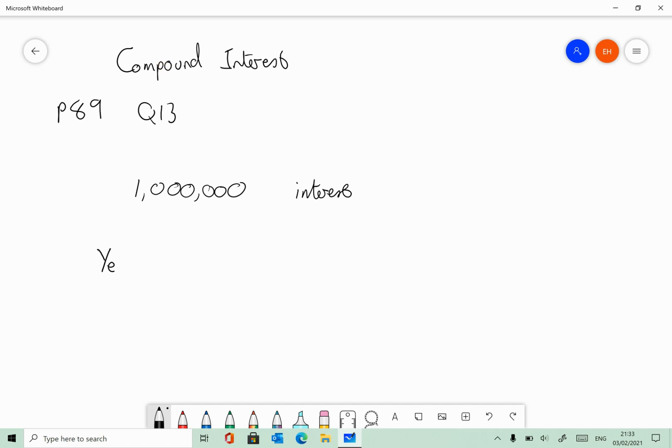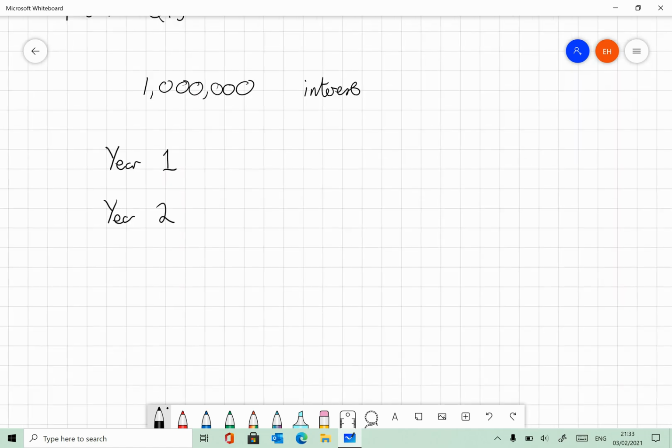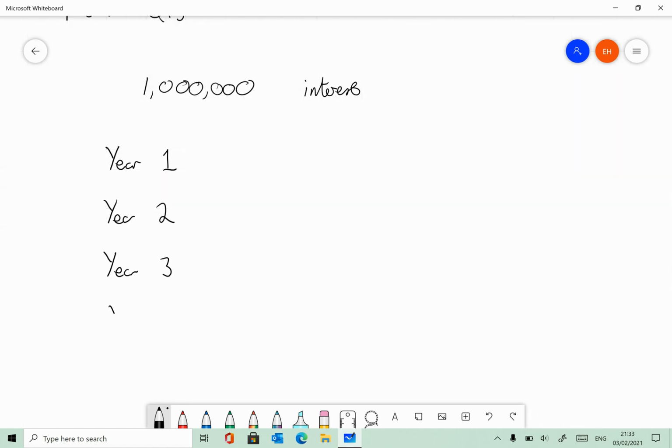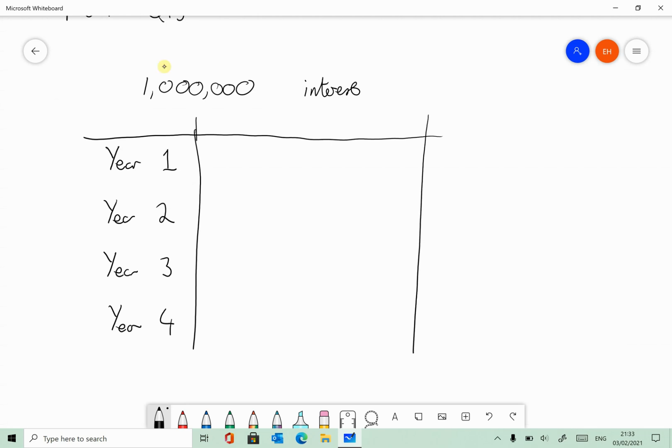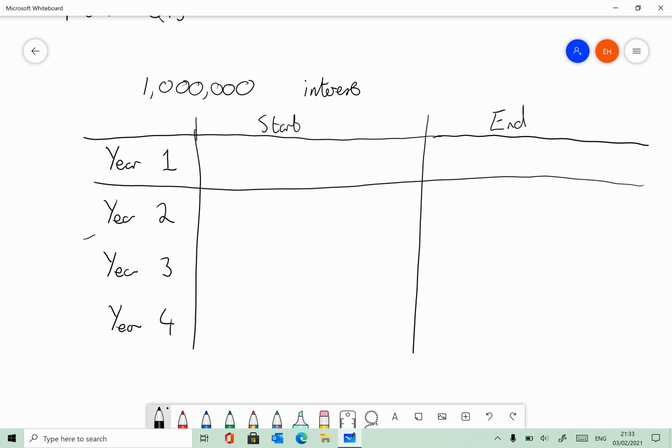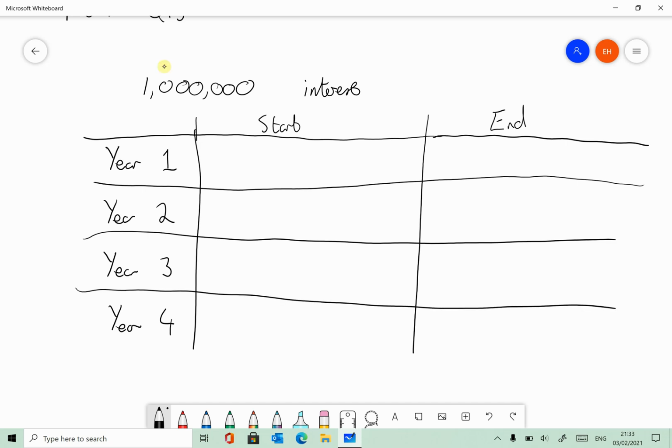Okay, so year 1, year 2, year 3, and year 4. So I'm going to leave this €1 million in the bank for 4 years, okay? And in this column we'll have start, and over here we will have end. Now, I start year 1 with €1 million.